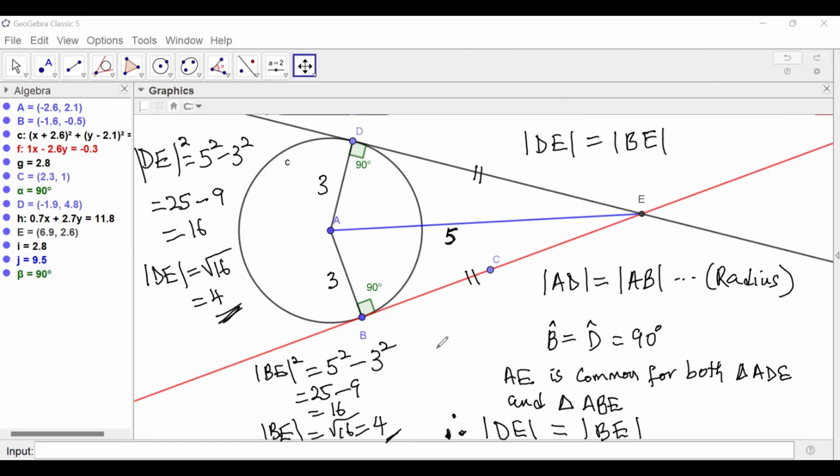Hope that makes sense. We're going to proceed now to look at another theorem on tangent. This will deal with the angle between the tangent and the chord. Let's proceed. So the next theorem is the alternate segment theorem. So let's remove everything that we have here. I will look at that theorem together.